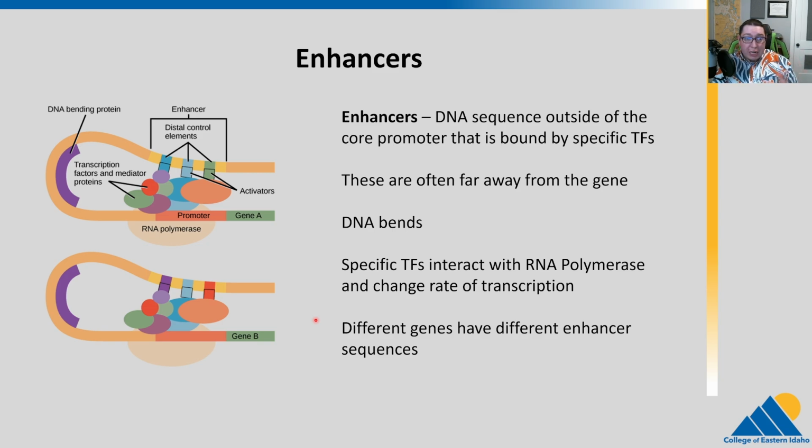Now, different genes have different enhancer regions. You can see that gene A has the dark blue, the light blue, and the green enhancer regions, and the specific transcription factors bind to those. Whereas gene B has a purple one, it also has the light blue element, so this transcription factor regulates both these genes, and it has the red one as well. So different genes involve different transcription factors.